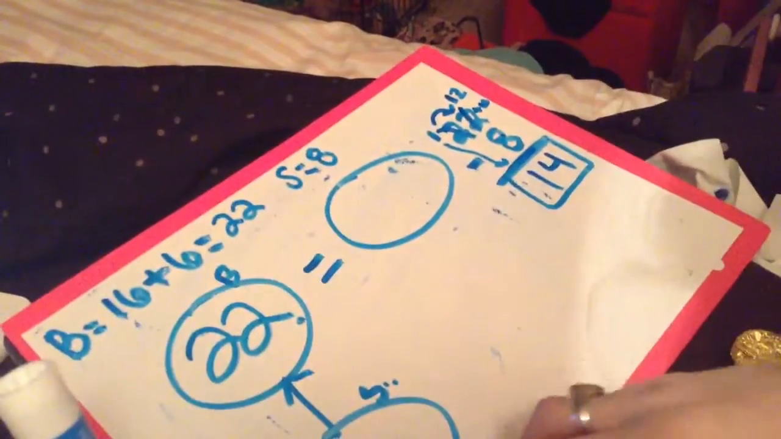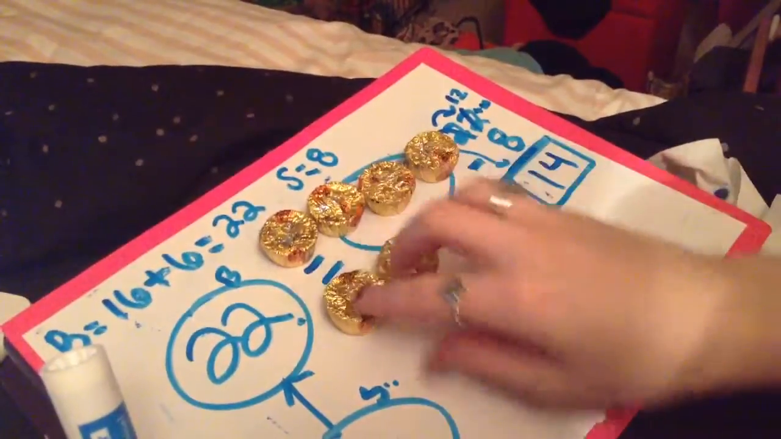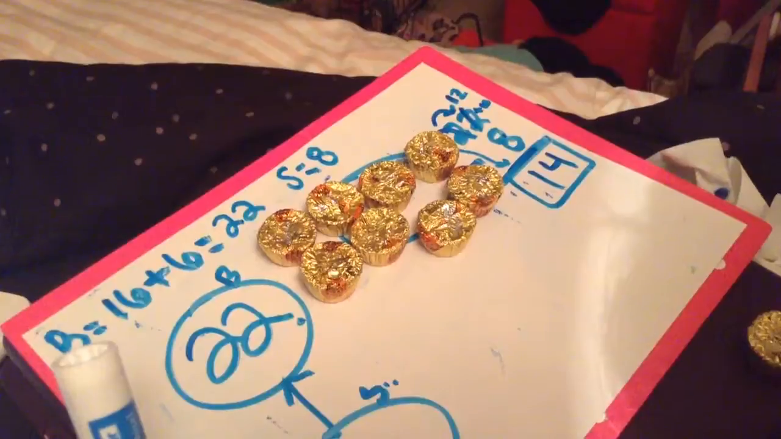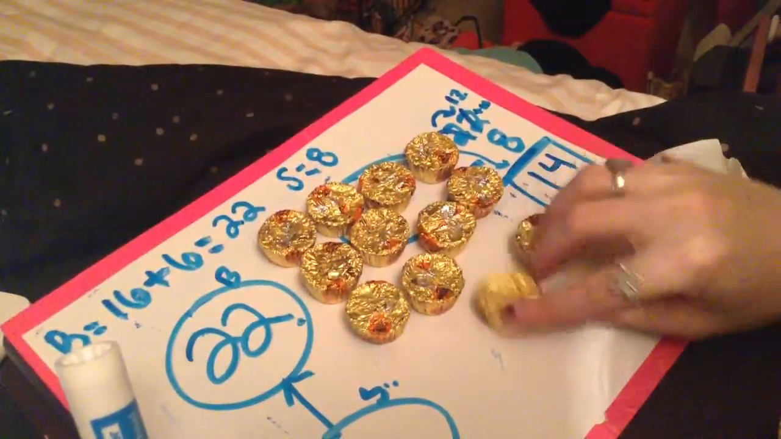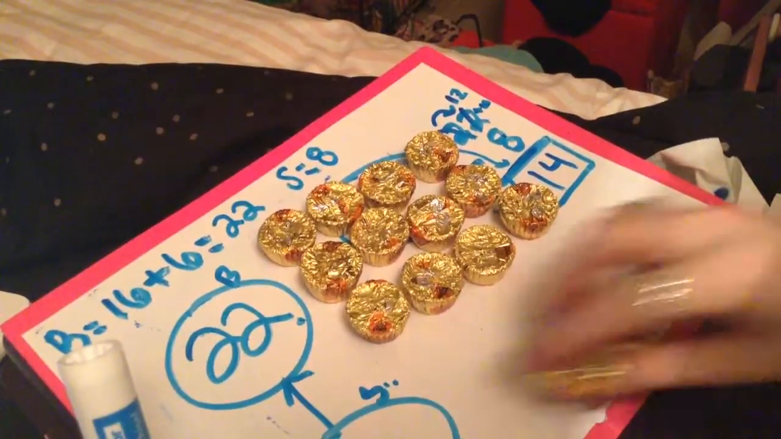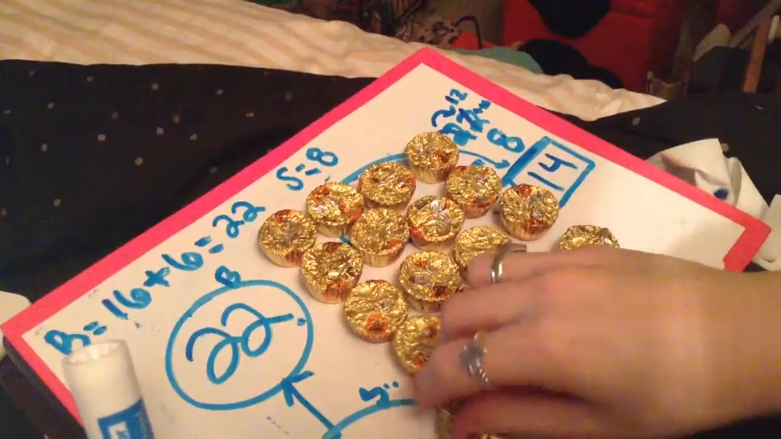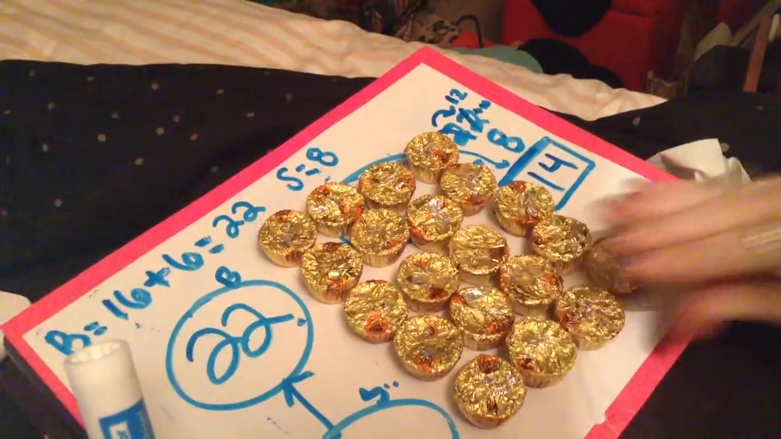Well, to show our work, bring out all of Billy's candy. So 2, 4, 6, 8, 10, 12, 14, 16, 18, 20, 22.